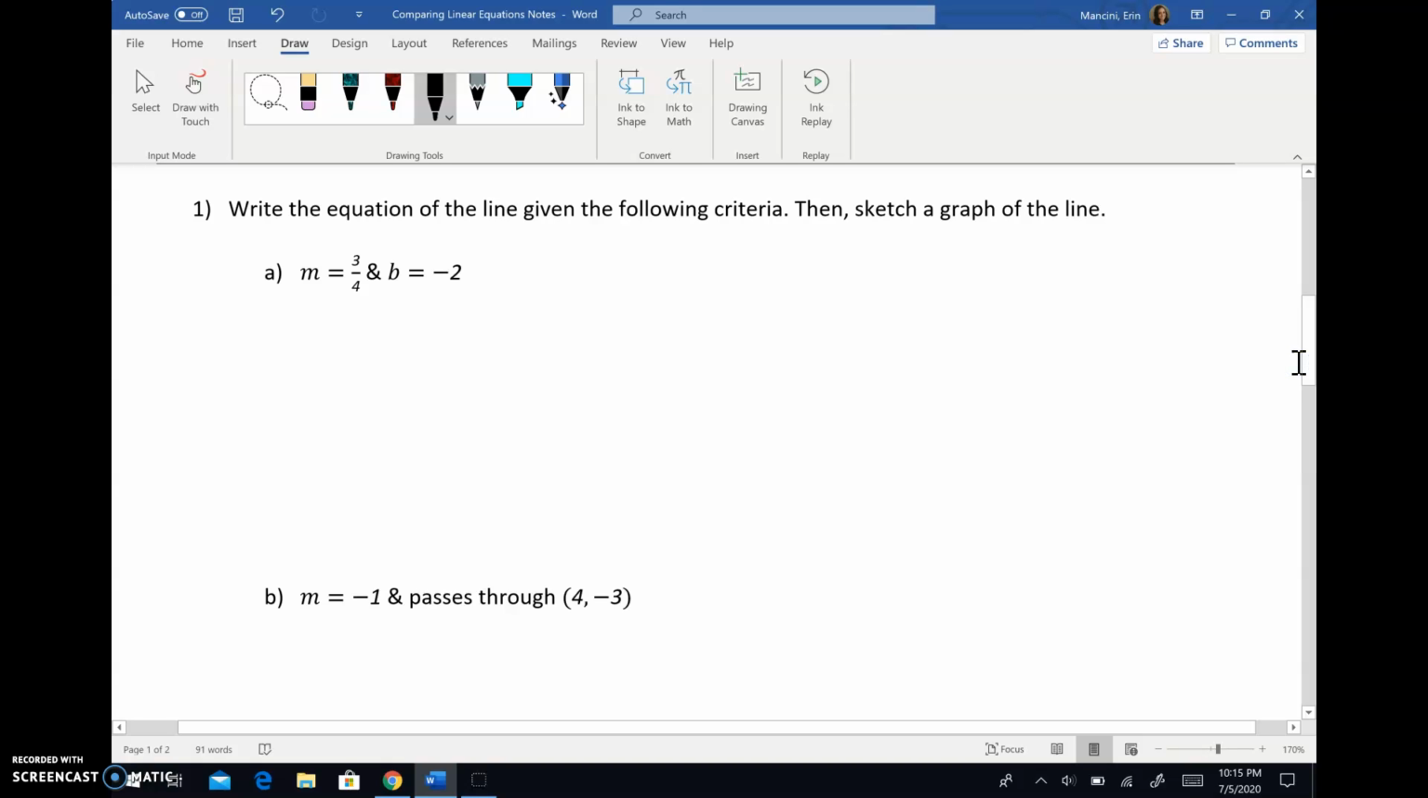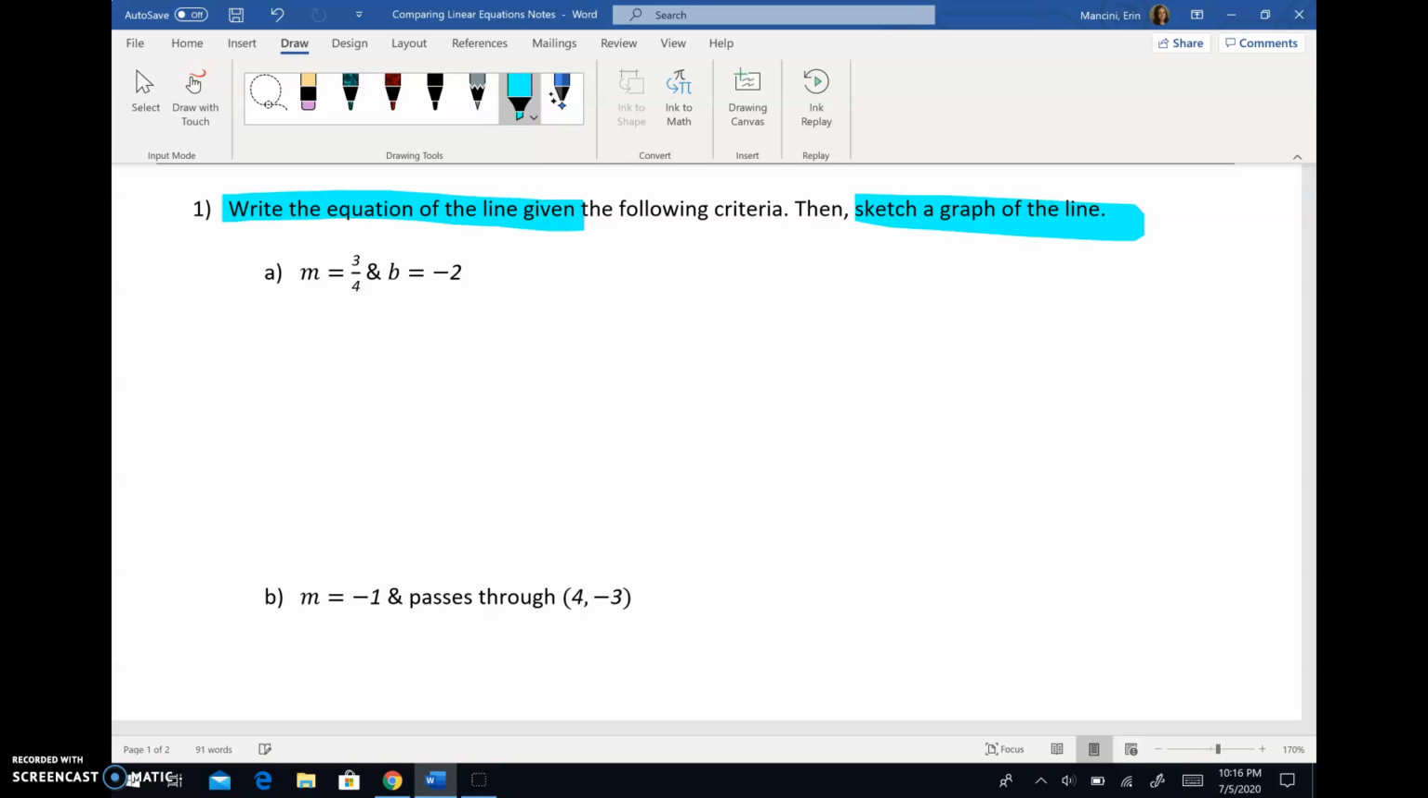As in the previous videos, I said we're using point-slope form for every problem, or we're using slope-intercept form for every problem. In these problems, you're going to have to decide which one's better to use. That's what makes this a little bit more difficult. The question is to write the equation of the line, then sketch a graph.